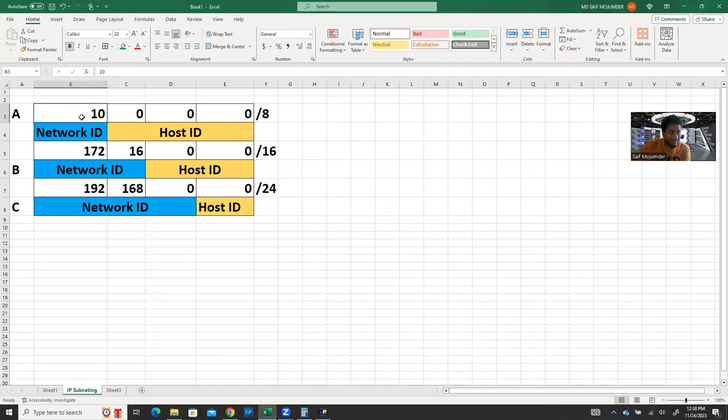So say for example, class A 10.0.0.0/8. This is actually the network ID. It's actually the network. So the first one, 10. What does it mean? That's what we just need to know. I'm going to explain here.